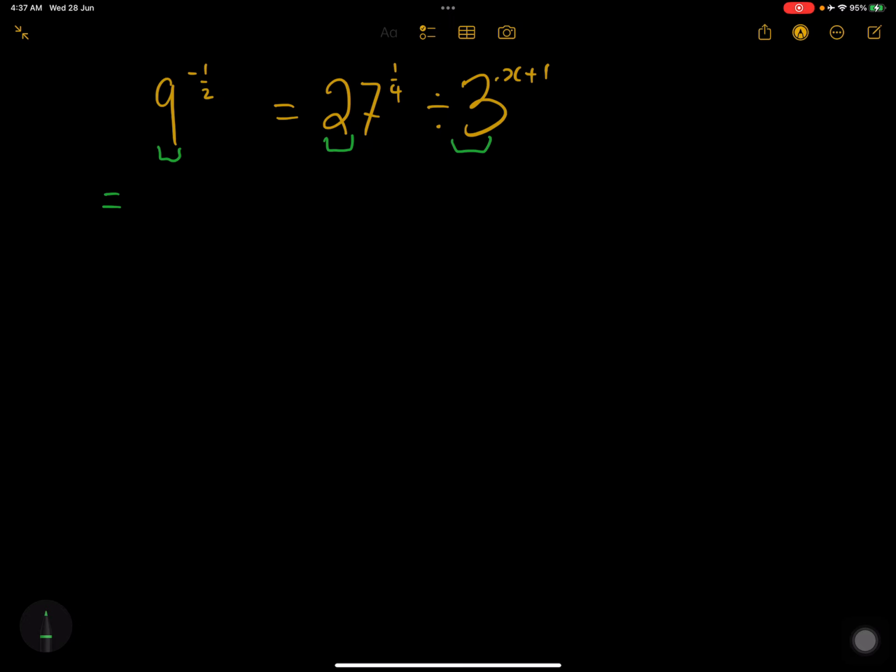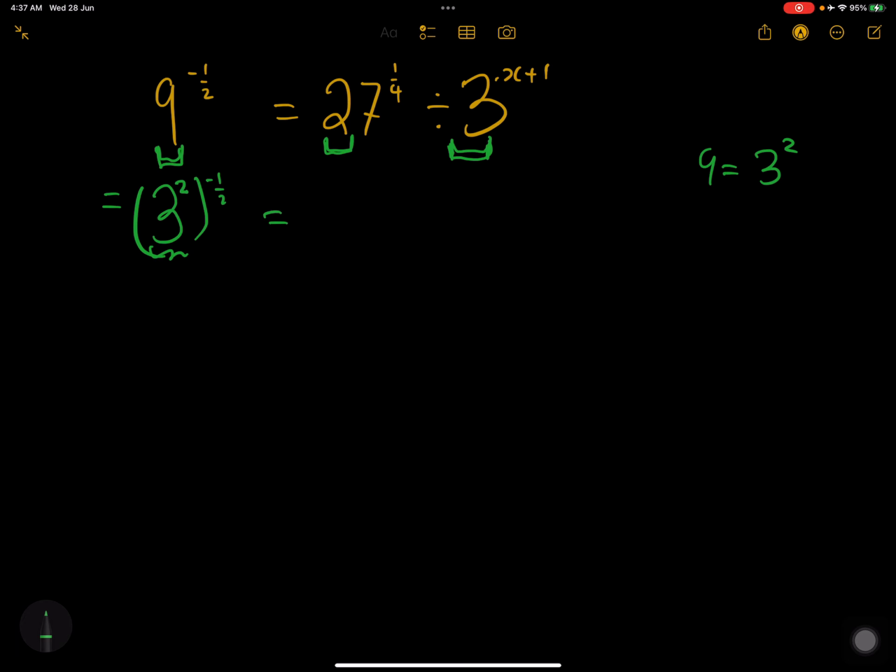To write 9 in terms of 3 is 3 to the power of 2. It gives us 9 because the common number between all of them is 3. So we are going to express everything in terms of 3. 9 gives us 3 to the power of 2, and remember there was something already there, which was negative half. That's all we've done. We've not done anything special.